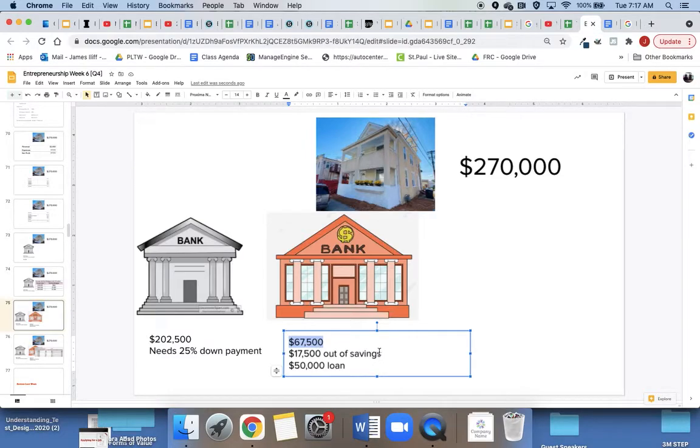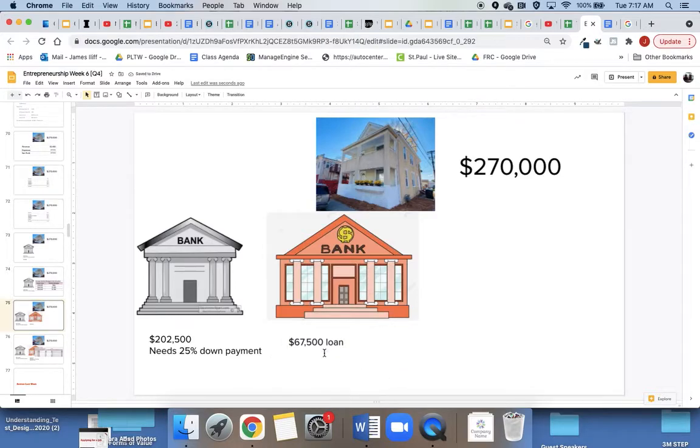Now, it could be that you don't have this money. And then you'll need to take out this full amount as a loan. So that's up to you. You get to decide how much you want to pull out of your pocket and your savings to apply to this down payment over here.